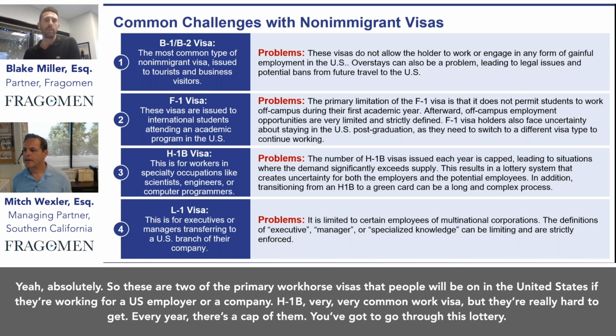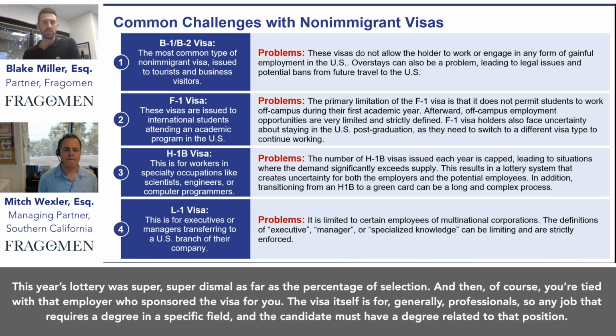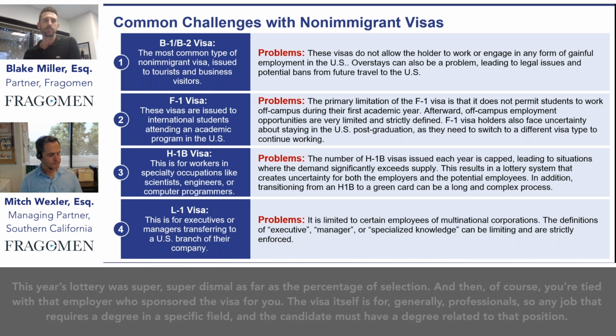H-1B, very, very common work visa, but they're really hard to get. Every year there's a cap of them. You've got to go through this lottery. This year's lottery was super, super dismal as far as the percentage of selection. And then, of course, you're tied with that employer who sponsored the visa for you. The visa itself is for generally kind of professionals, so any job that requires a degree in a specific field, and the candidate must have a degree related to that position.